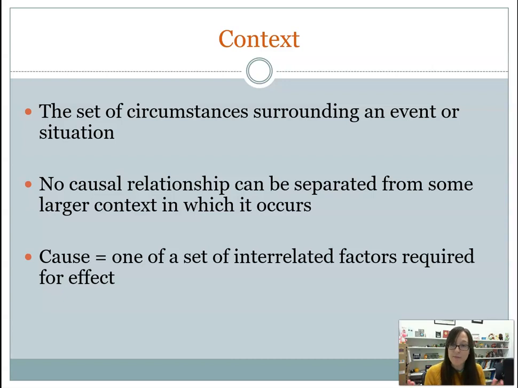All right, so those are your main requirements for causality. Remember the three required: empirical association, time order, and non-spuriousness. And then mechanism and context are kind of helpful, but they're not required. And that's the requirements for causation.